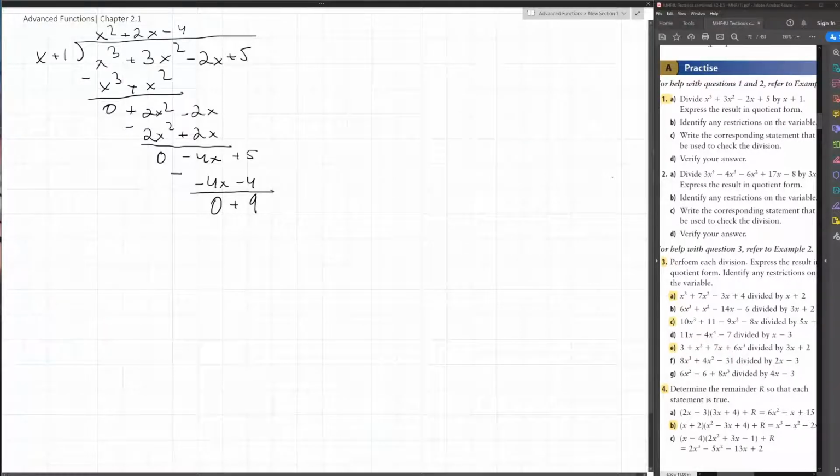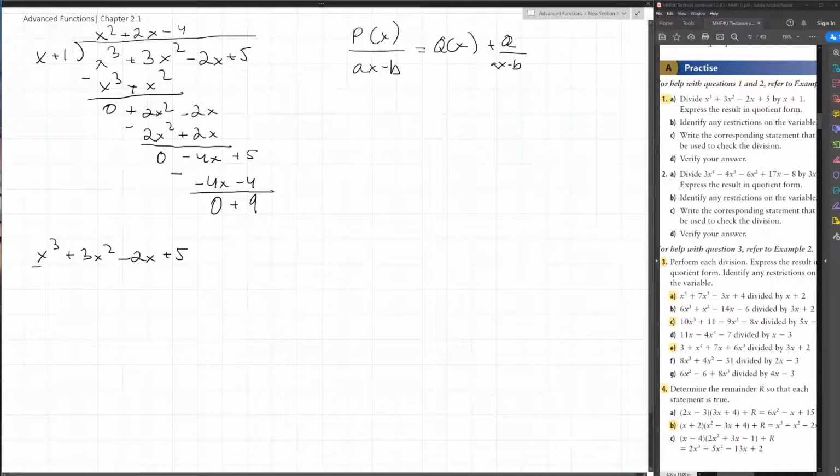So from here, it's asking us to write the result in quotient form. Quotient form essentially has our p of x divided by our binomial, which is ax minus b, or x minus b, equal to our quotient plus the remainder divided by the x minus b part, or ax minus b, however we want it. So here we would have x^3 plus 3x^2 minus 2x plus 5, all divided by x plus 1, is equal to the quotient, which we got is x^2 plus 2x minus 4, plus our remainder, which is 9, divided by our binomial, which is again x plus 1. So this right here is the answer to part A of question 1.